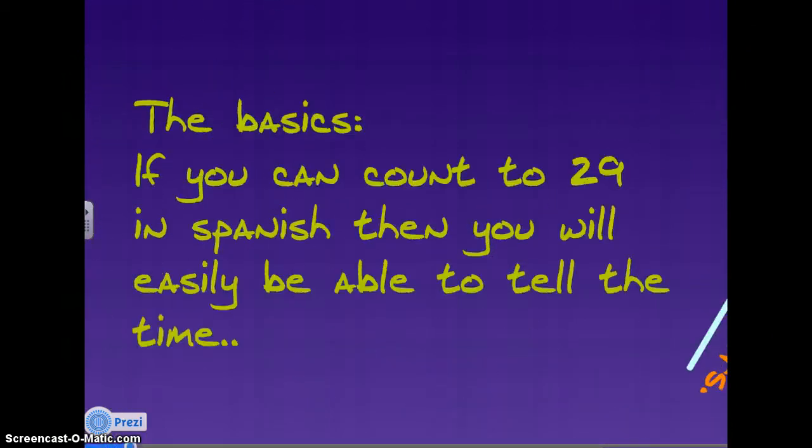Let's go over the basics first. If you can count to 29 in Spanish, then you'll be able to easily tell time. And we'll see why in a second.